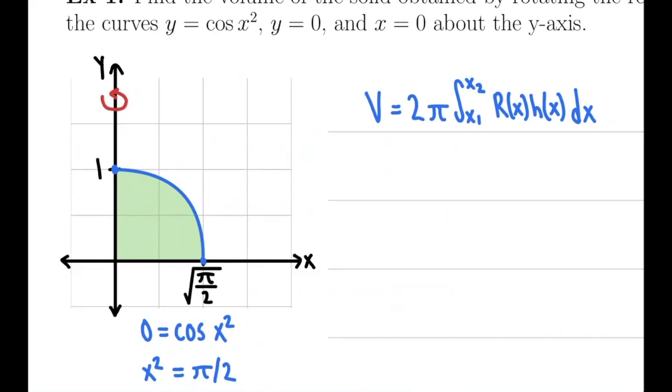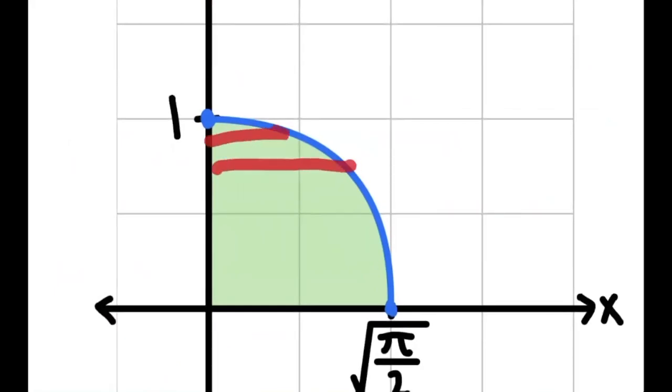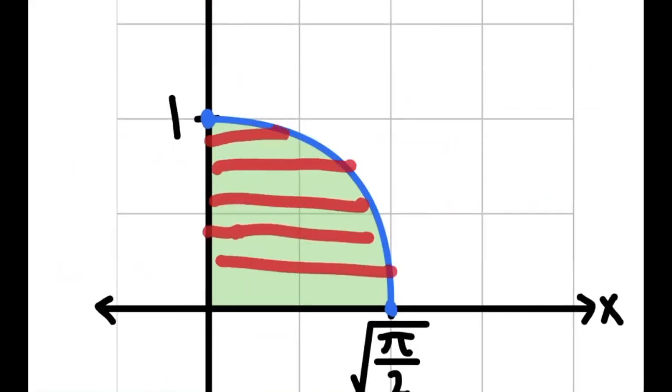I mean, it's commutative. R of x, h of x. Who cares what we call what? Yeah. So we're talking radius, like these distances right here. Distances, random guy. Come on.